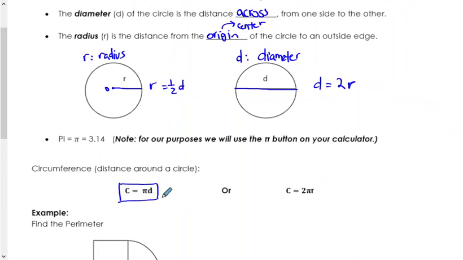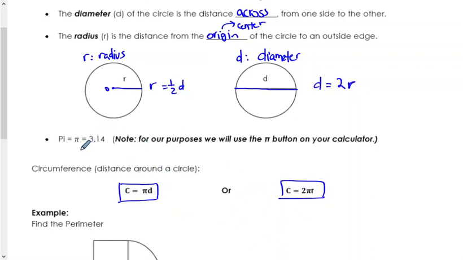So to find the perimeter or circumference of a circle, we will take the number pi and multiply it by our diameter, or we will take 2, multiply that by pi, and then multiply that by our radius. So it depends on whether you have your diameter or your radius, whichever you want to use.